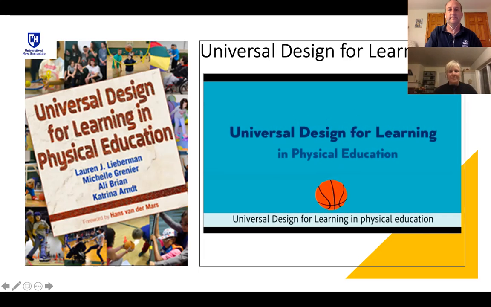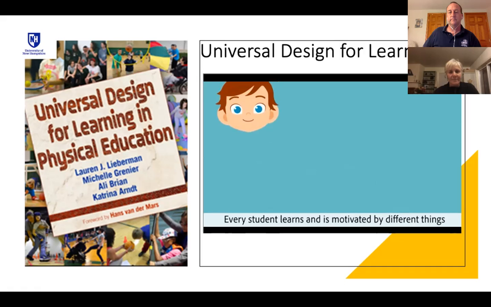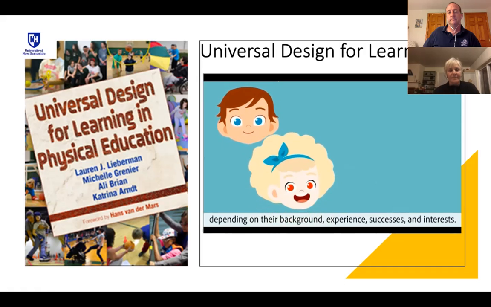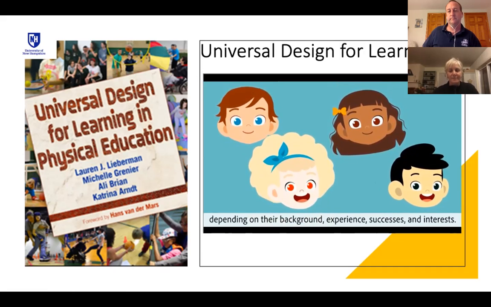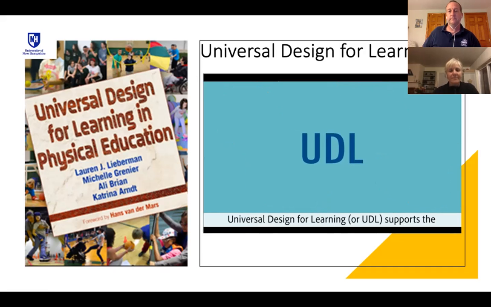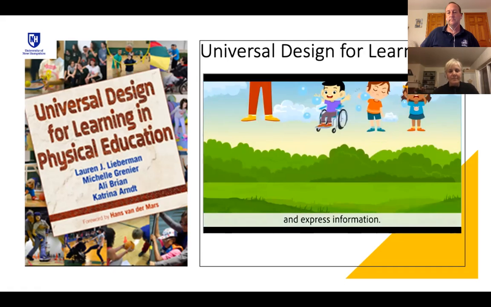Universal Design for Learning in Physical Education. So what is universal design for learning? Every student learns and is motivated by different things, depending on their background, experience, successes, and interests. Universal Design for Learning, or UDL, supports the various ways that students receive, process, and express information.